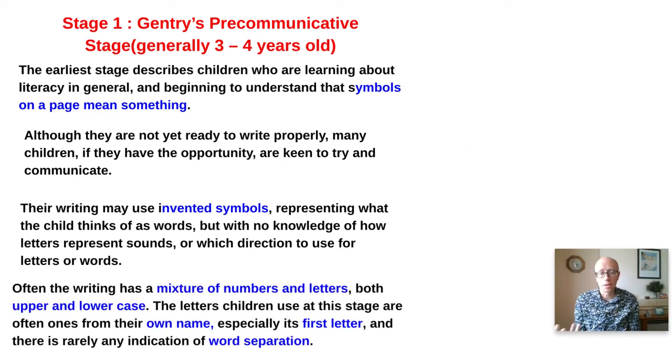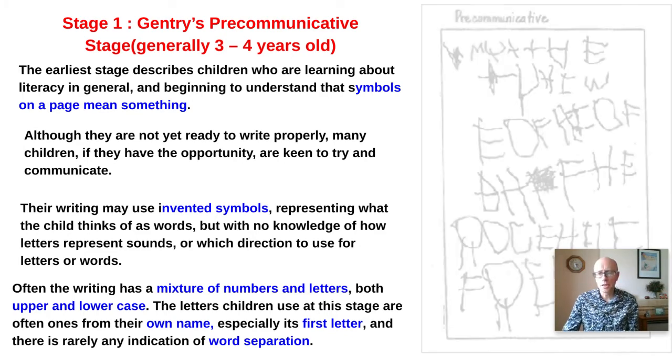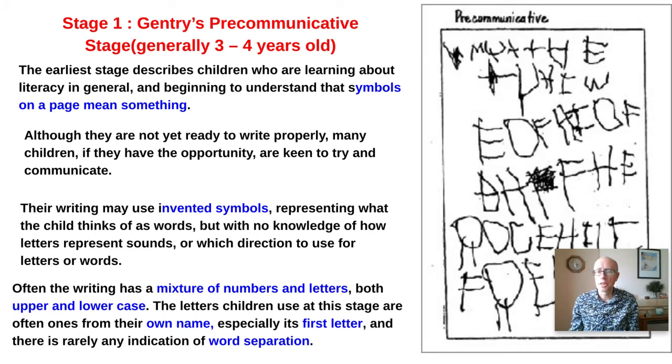What you're going to get is a mixture of numbers, letters. Some of them are going to be uppercase, some lowercase. If there are any coherent spellings here, it's probably going to be the letters of the child's own name, especially its first letter. So it's going to look something like this. Now, good luck in deciphering that. It's very, very difficult to identify individual words here, and therefore, spelling. It's difficult to understand anything that's going on here. We have E's and O's perhaps, and F's and H's and things like that. But this is very, very characteristic of Gentry's pre-communicative stage.